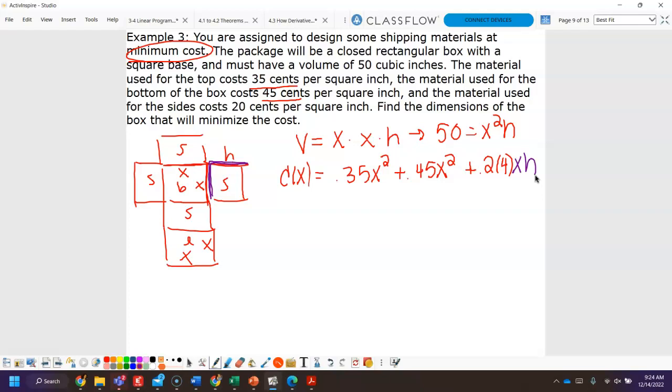So what's the first problem you notice about the cost function? That's an H. So let's get rid of it using volume. What else do you notice right here? Just because I'm saving myself some space. Those are what? Yeah, let's add them together.